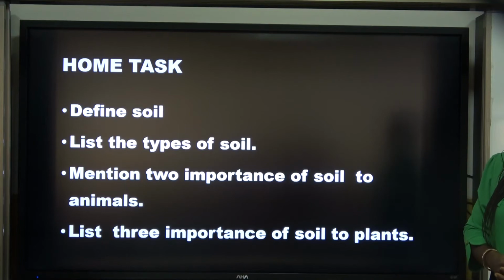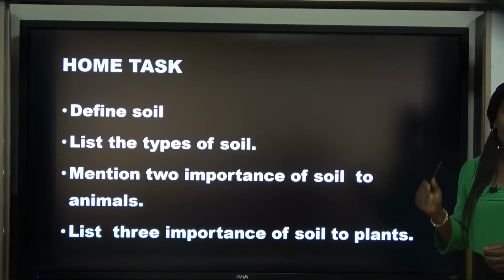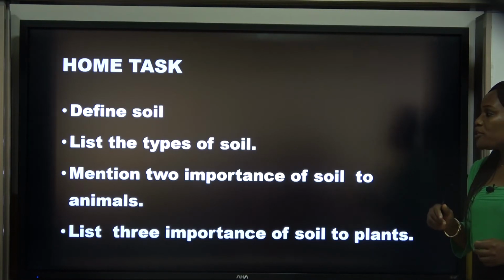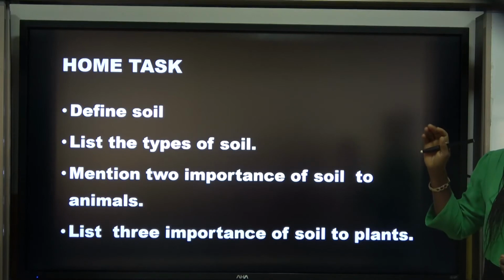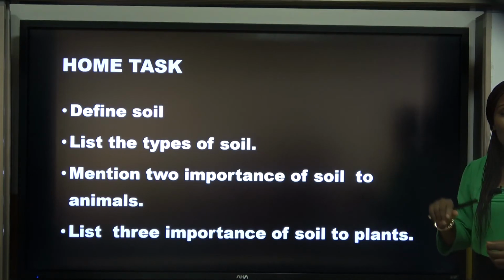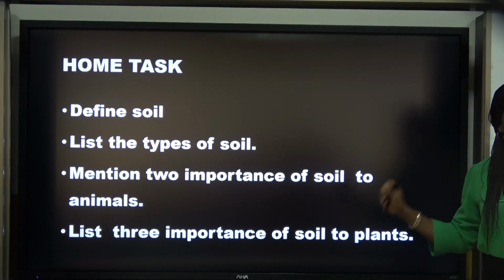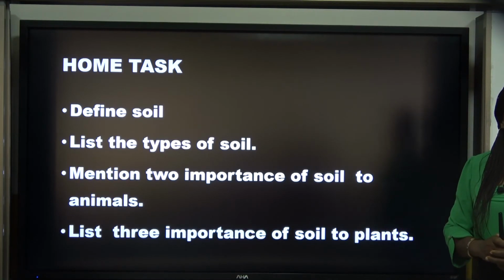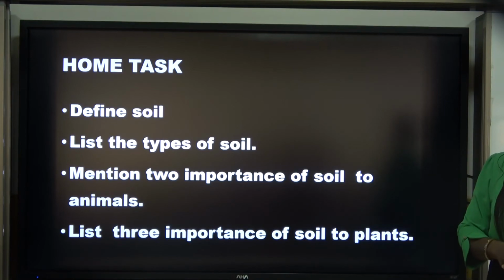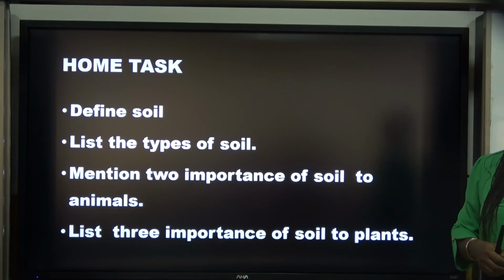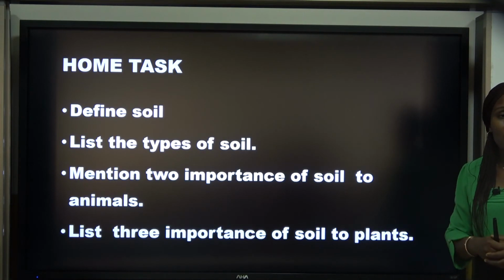Home task. Define soil. List the types of soil. Mention the importance of soil to animals, and mention three importance of soil to plants. You can send the answers to the WhatsApp number that will be called later on in this program.